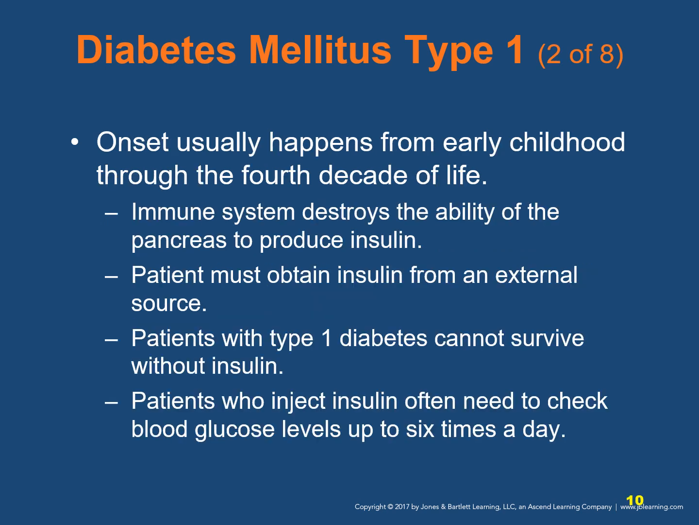The onset of type 1 diabetes mellitus usually happens from early childhood through the fourth decade of life. The immune system destroys the ability of the pancreas to produce insulin. The patient must obtain insulin from an external source. Patients with type 1 diabetes cannot survive without insulin. Patients who inject insulin often need to check blood glucose levels up to 6 times or more a day.